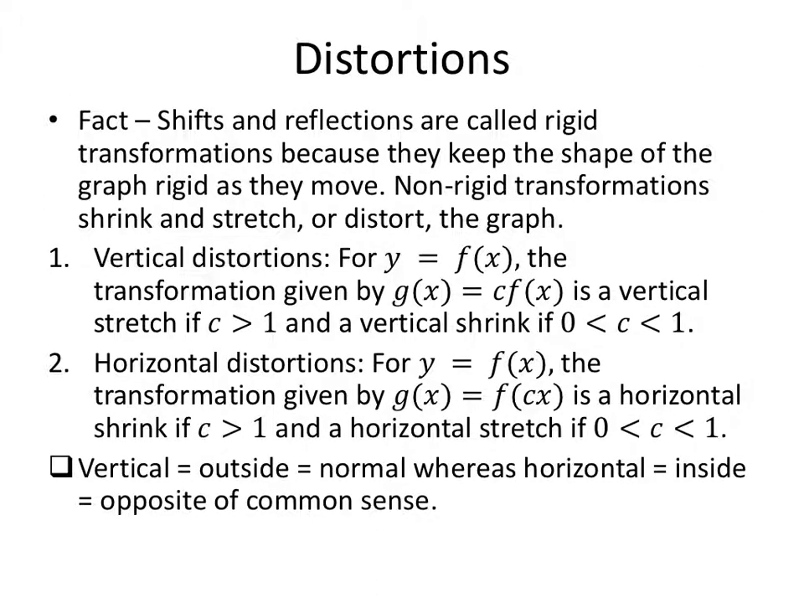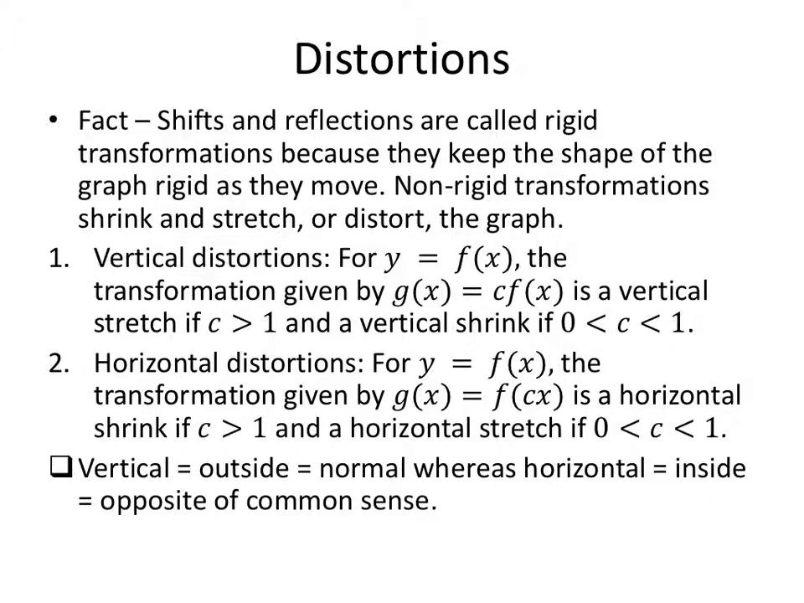Shifts and reflections are called rigid transformations because they keep the shape of the graph rigid as they move. It's the same width, it's the same shape. Nothing is moved at all other than left, right, up, down, or maybe flipped over. Non-rigid transformations are shrinking and stretching, and so they distort the graph. Maybe the parabola is thinner, or the cubic graph is narrower. Let's take a look.